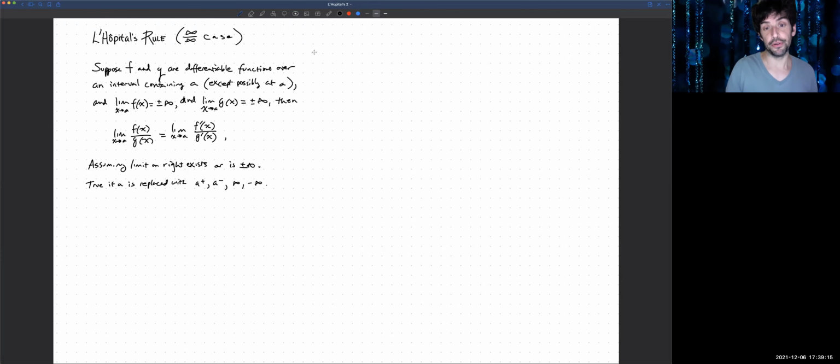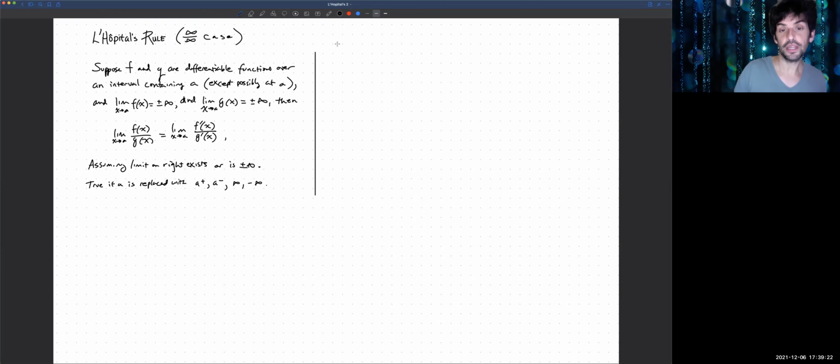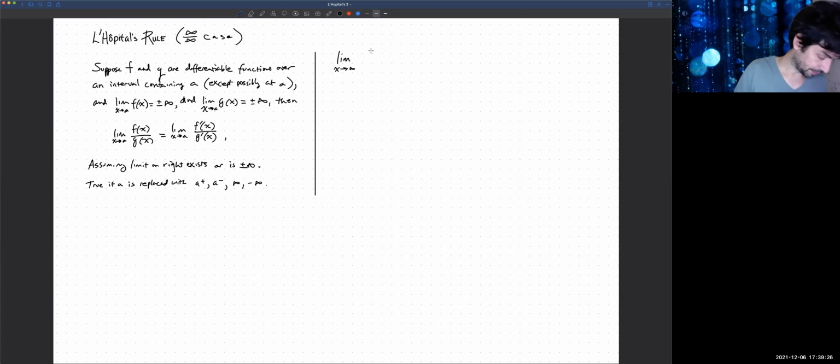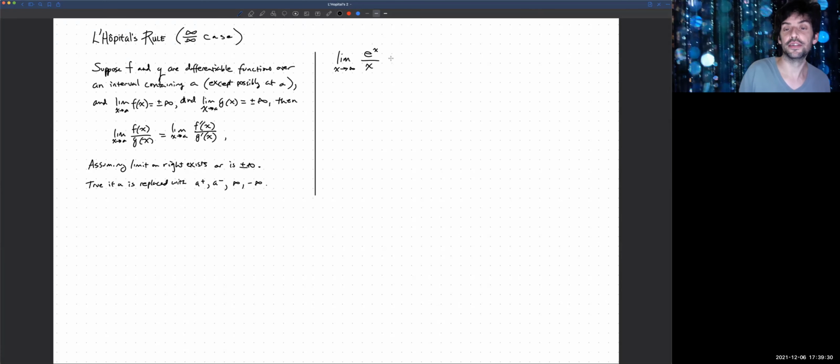What's most important, though, is that we know how to use this right now, and the intuition can be built over time. So let's do a couple of examples. Let's look at the limit as x goes to infinity of e to the x over x, right?